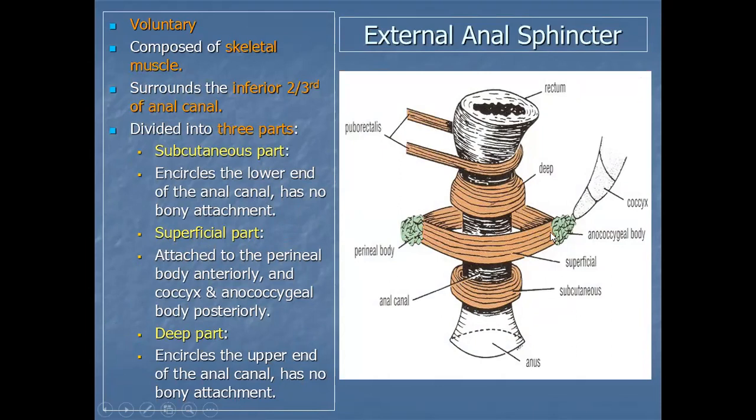The superficial part is attached to the perineal body anteriorly, and posteriorly to the coccyx and the anococcygeal body. Then we have the deep part here. The deep part again encircles the upper end of the anal canal and has no bony attachment. So both the subcutaneous part and the deep part have no bony attachment, but the superficial part of this external sphincter has bony attachments.